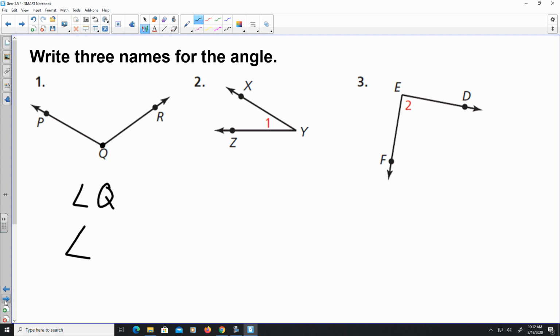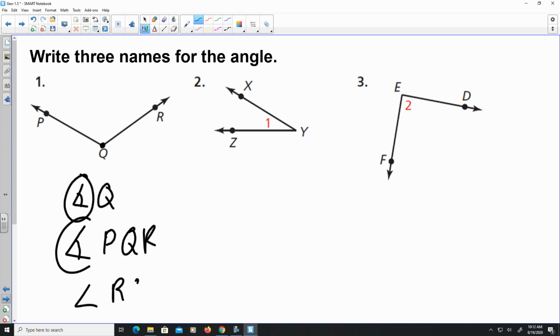Again, making sure that Q is the middle term, you could say that it's angle PQR. This is the symbol for angle. Some people put a little line in there as well. I do sometimes, I don't. Or I could have it flipped. I could say that this is angle RQP. The two endpoints can be flipped.